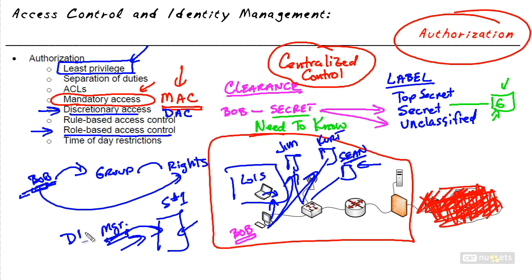And that would be an example of discretionary access control. It's at the discretion of the manager to decide who is going to get access to that data. So if you and I were going to make a list of access control methods, starting with the highest level of control, the highest level of control would be mandatory access control. Below that, we'd have role-based access control.